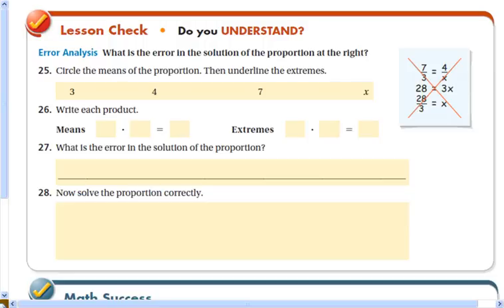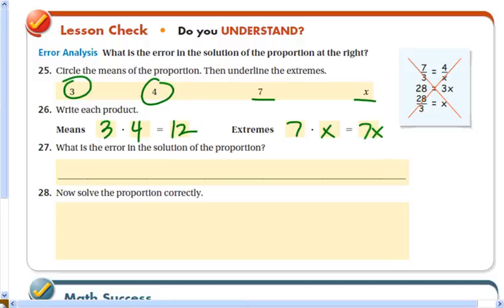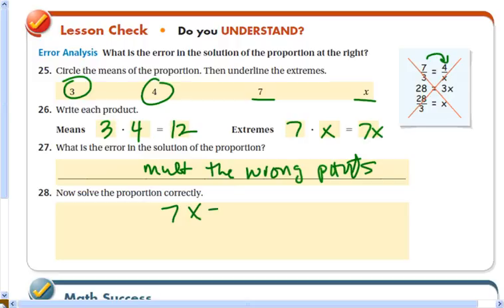All right, circle the means, underline the extremes. The means are equal to 3 times 4, which is 12. The extremes would be 7 times x, which is 7x. The error is they did not multiply the means together and the extremes together. They multiplied the 7 and the 4, which you can't do. So let's just say they multiply the wrong parts. And if we do this correctly, we get 7x equals 12, so x equals 12 divided by 7.